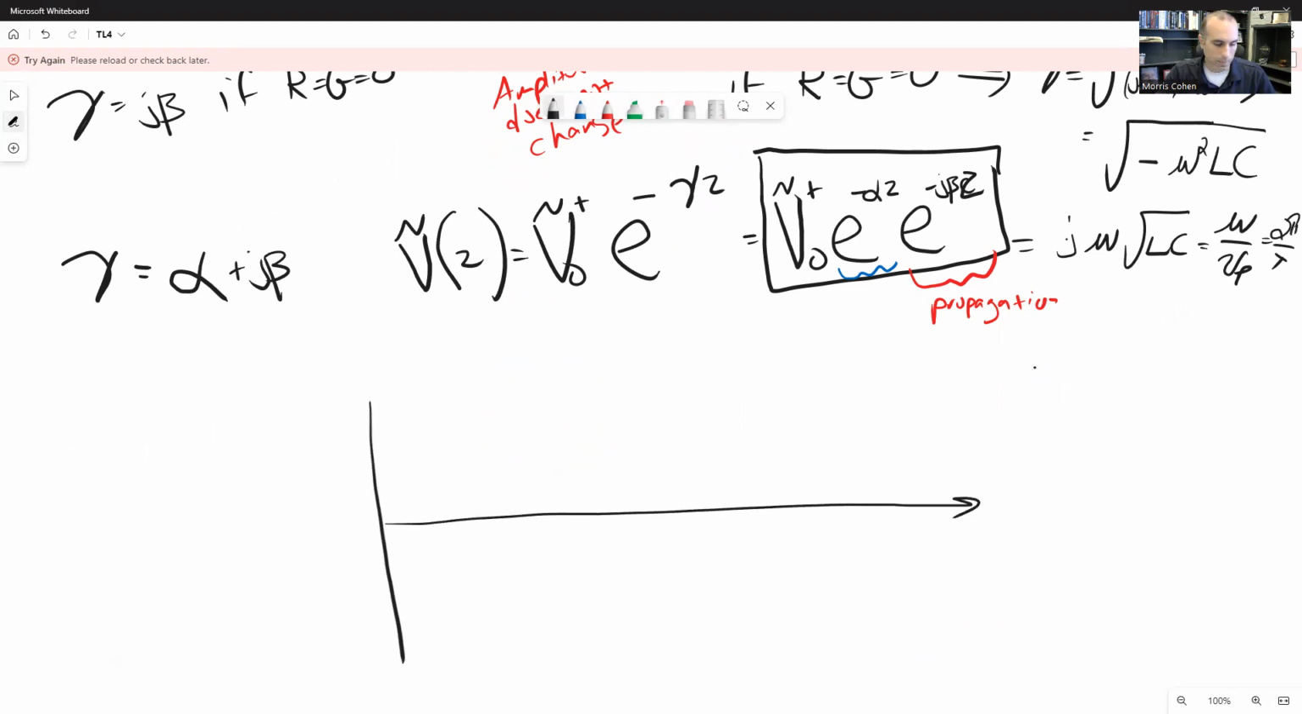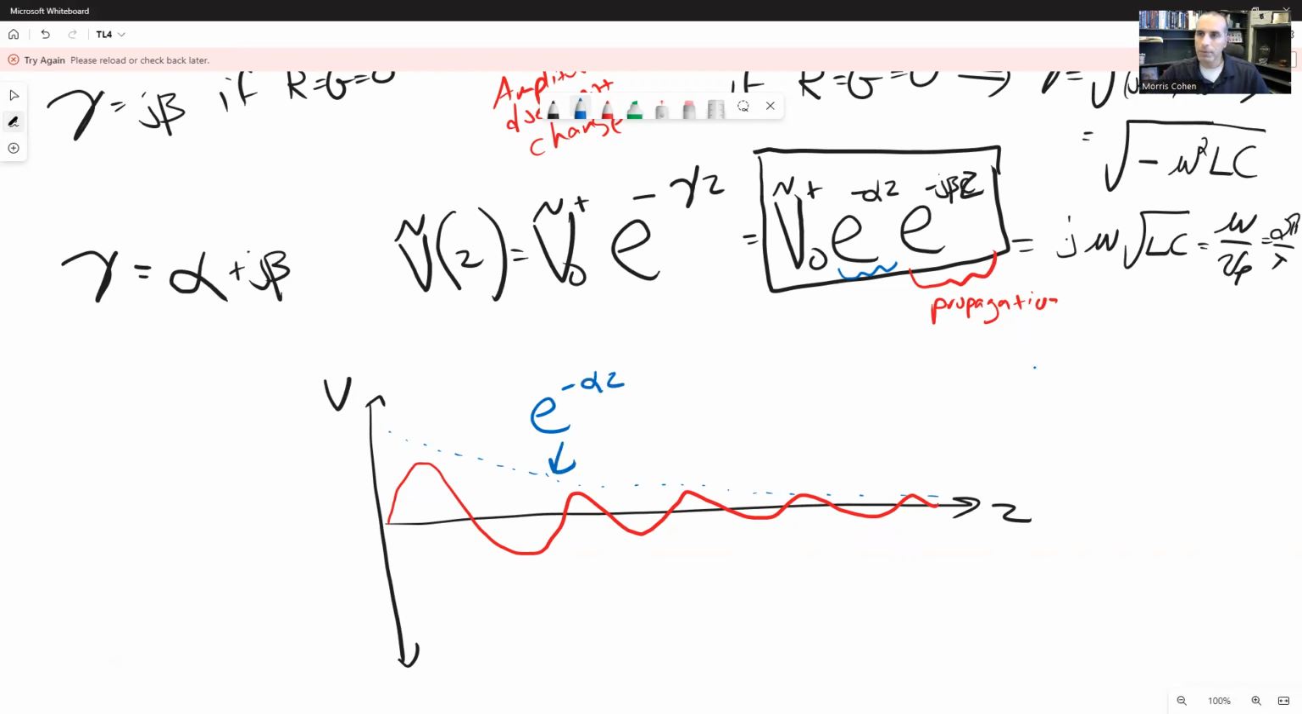Right, here is V as a function of Z. And we're basically going to see the propagating part will sort of look like this, but the amplitude of this wave is going to be gradually decreasing. And it's going to be decreasing precisely according to an envelope, and the envelope is e to the minus alpha Z. All right, so the amplitude is simply exponentially attenuating, and alpha is going to tell us what that rate is.